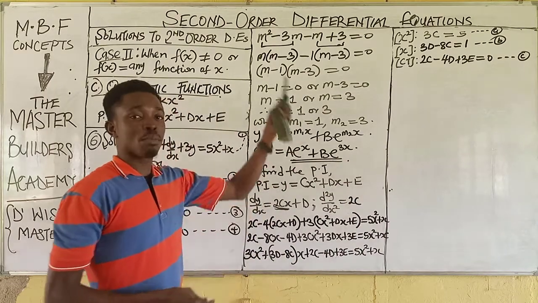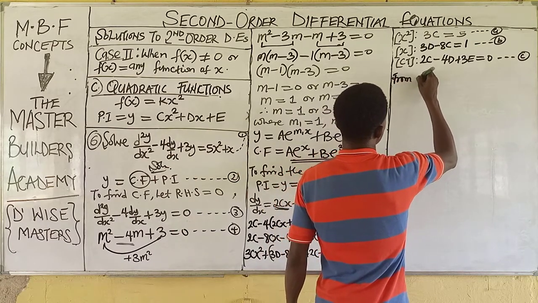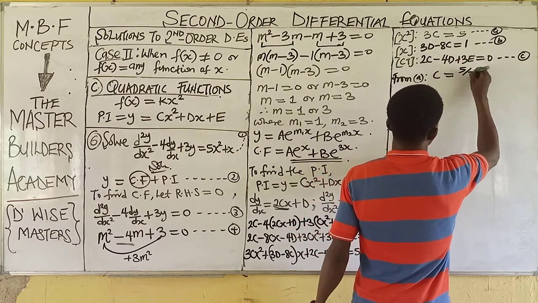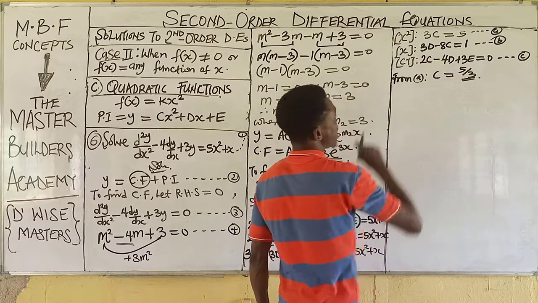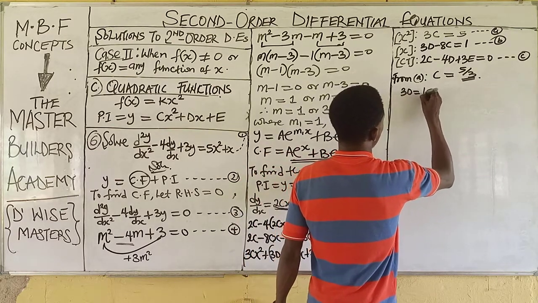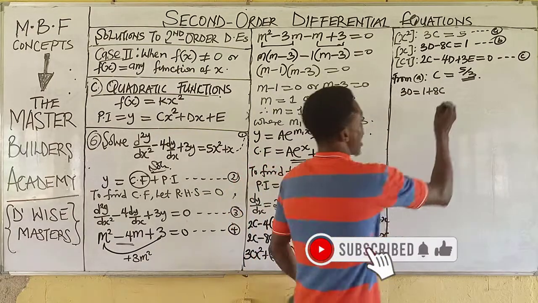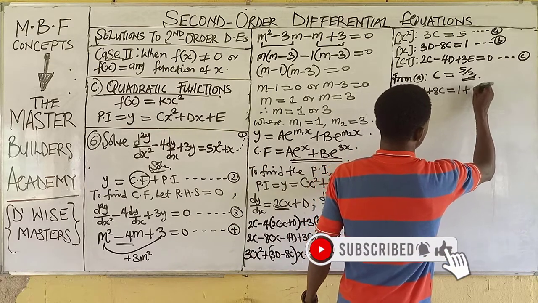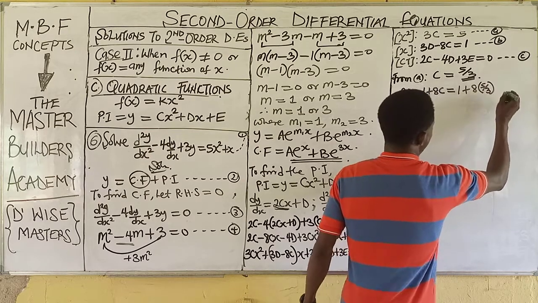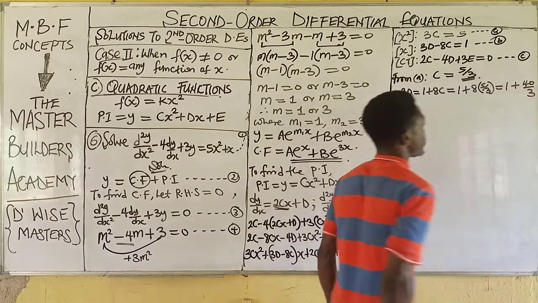So we will now start solving from equation A. Now from equation A, we have that C, we will divide both sides by 3, is equal to 5 over 3. Then from equation B, we will have that 3D is equal to 1 plus 8C. Hope you can see that with it. 1 plus 8C. And this will be equivalent to what? 1 plus 8 multiplied by 5 over 3. And this is equivalent to what? 1 plus 40 over 3.